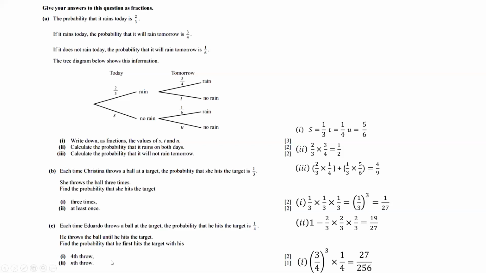Okay, now the last part, the hard question. The question asks, find the probability that he first hits the target with his nth throw. Now look at the first answer first. If he hits only at the fourth throw, you can see we power 3 to this thing, and then the final one is 1 over 4. This is the probability that he hits the target. This answer is for the 4th throw. That means this is 3. Why is it 3? Because 3 times never hit.